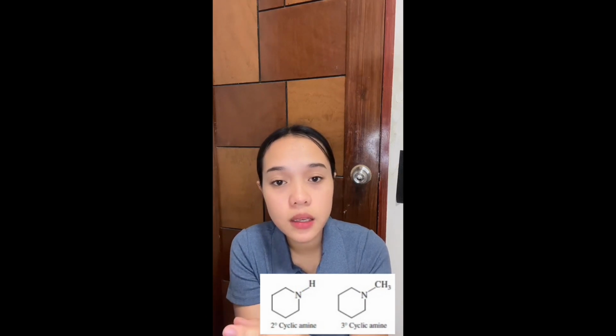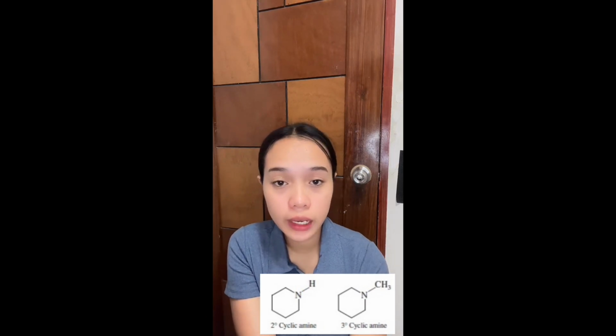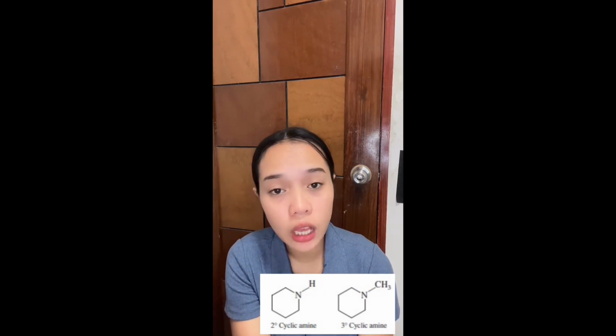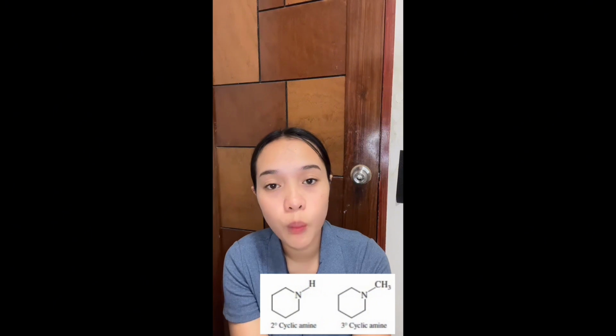And then sa pikas is the 3 cyclic amine. So 3 cyclic amine kay tertiary siya, tulo ka buok ka compound which is the CH3. And then amines, nomenclature of amines.